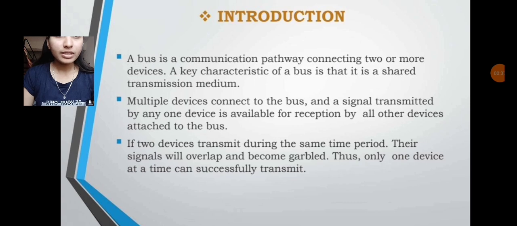If two devices transmit during the same time period, the signals will overlap and become garbled. Thus, only one device at a time can successfully transmit.